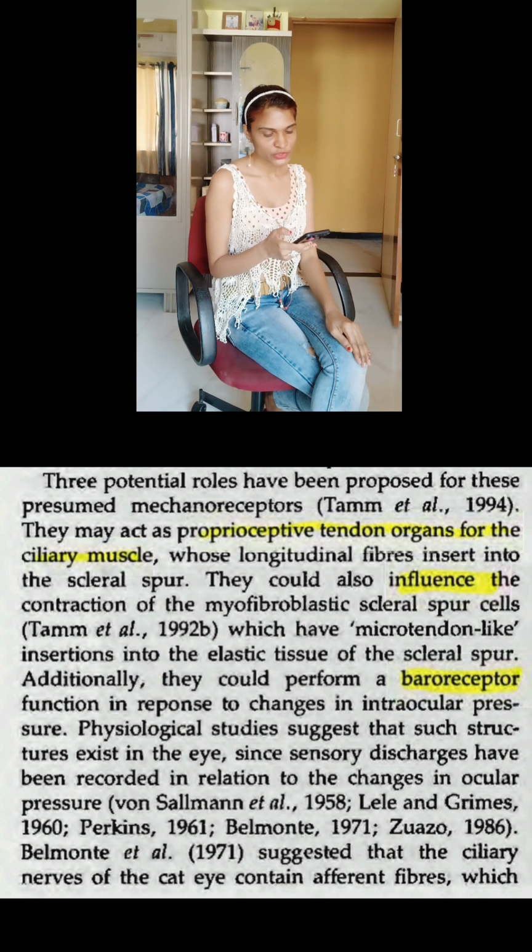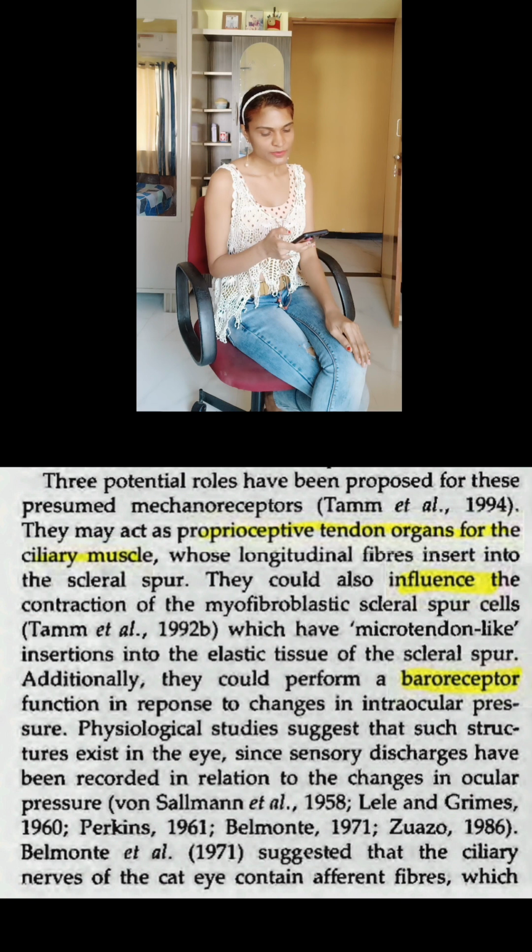Three potential roles have been proposed for these presumed mechanoreceptors. They may act as proprioceptive tendon organs for the ciliary muscle, whose longitudinal fibers insert into the scleral spur. They could also influence the contraction of myofibroblastic scleral spur cells, which have microtendon-like insertions into the elastic tissue of the scleral spur. Additionally, they could perform a baroreceptor function in response to changes in intraocular pressure.